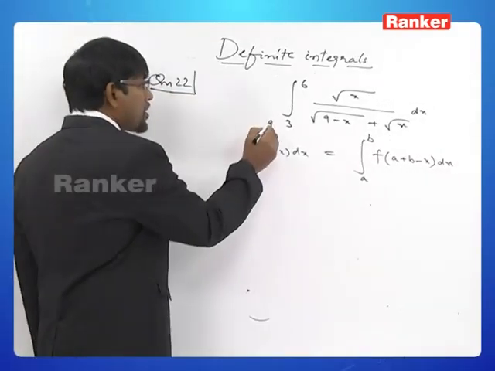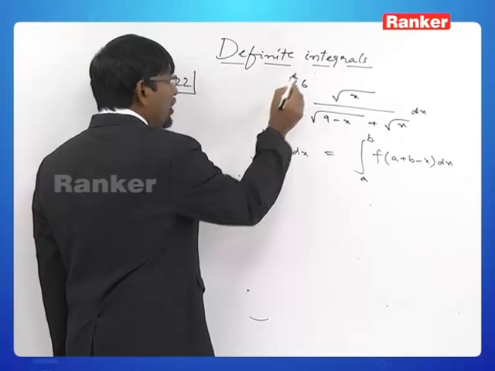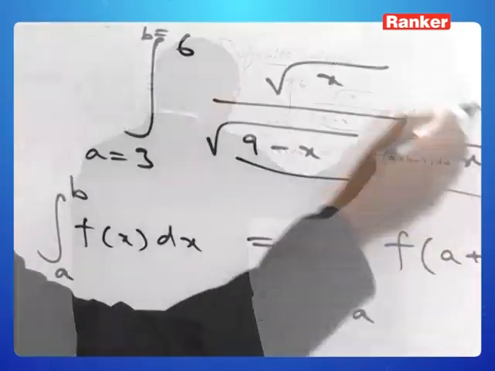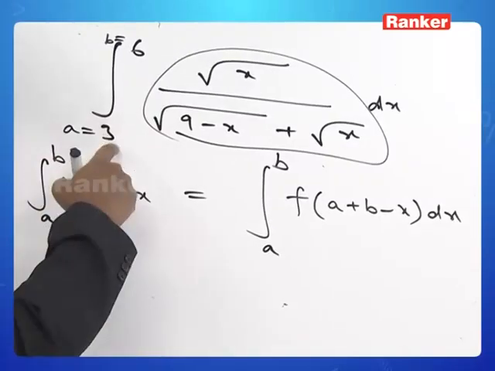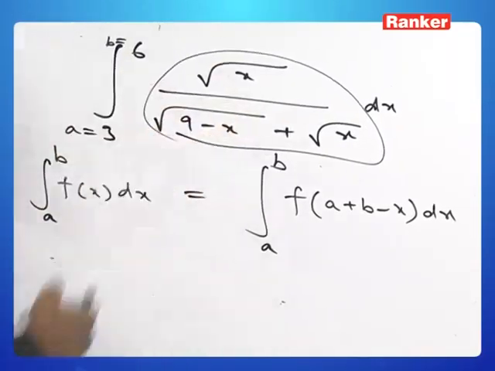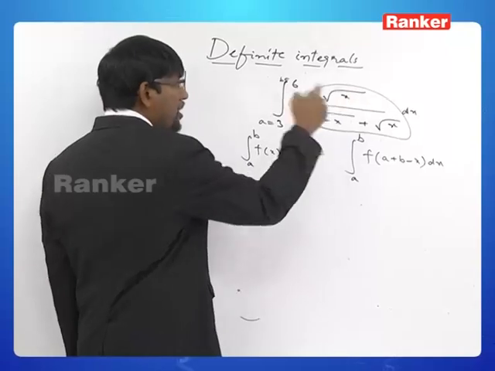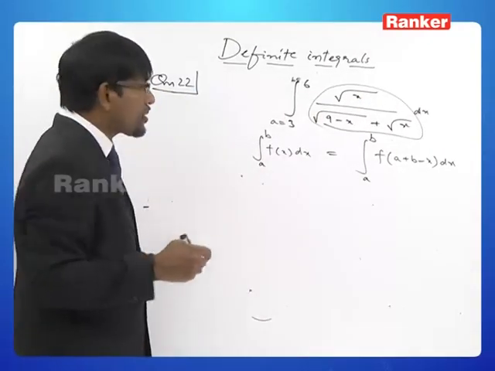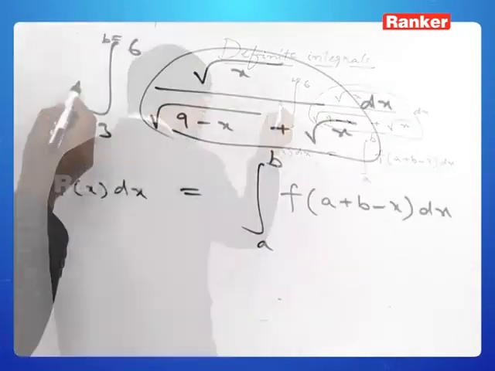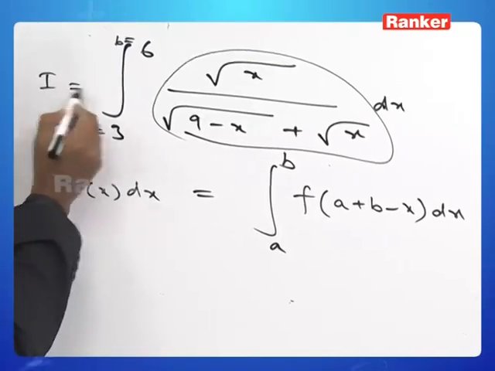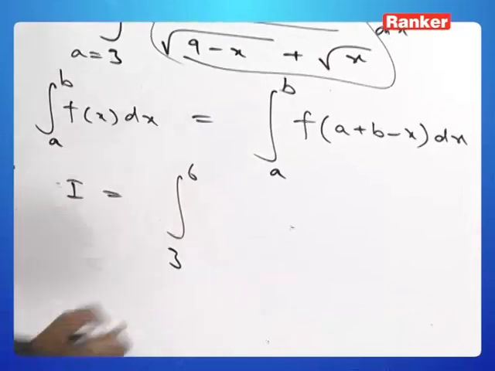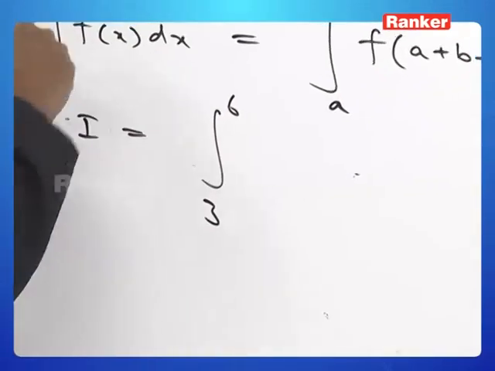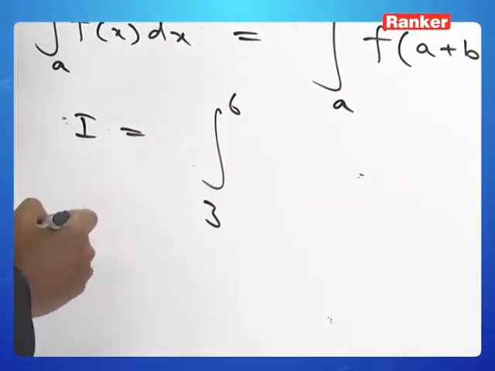Now, let us treat this as a and this is b. This is our f of x. What is f of a plus b minus x? That is 6 plus 3 minus x. So, I have to replace x with 6 plus 3 minus x, that is 9 minus x. So, this integral, let us call this I, can also be written as the integral from 3 to 6, replacing x with 3 plus 6 minus x, that is 9 minus x.